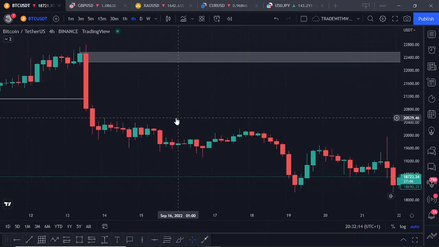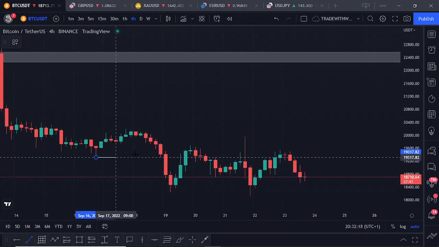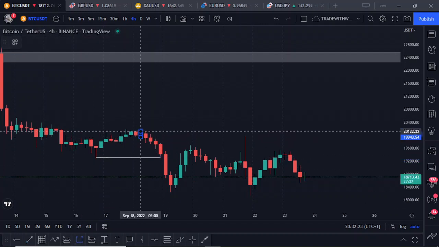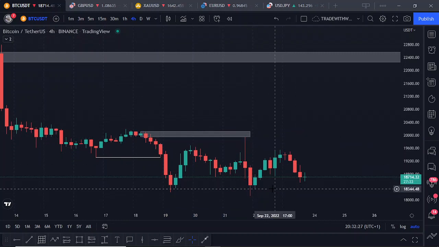We have multiple breaks of structure here. We have a break of this low from here, and then this is the supply zone. So you can see what's happened. Market touched the supply zone and sold off immediately.